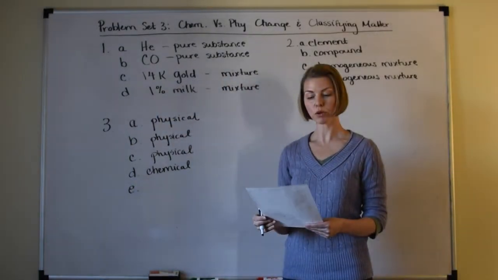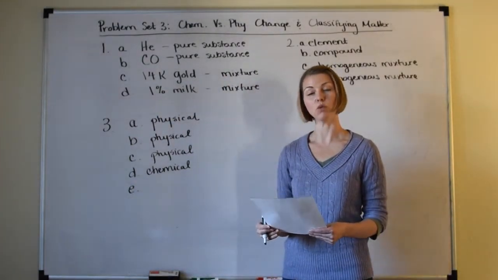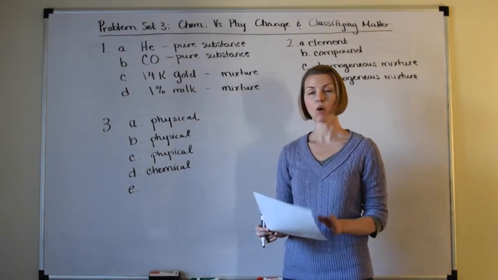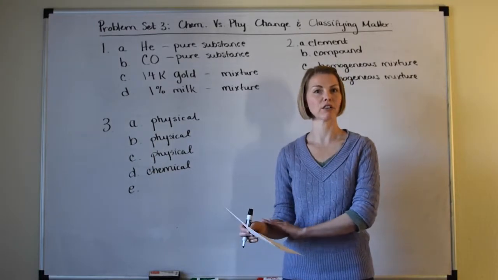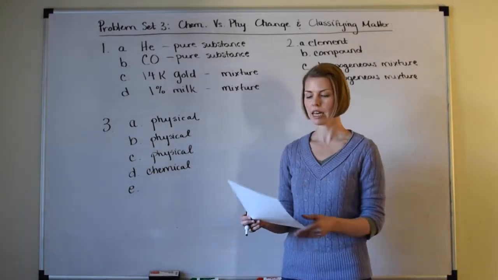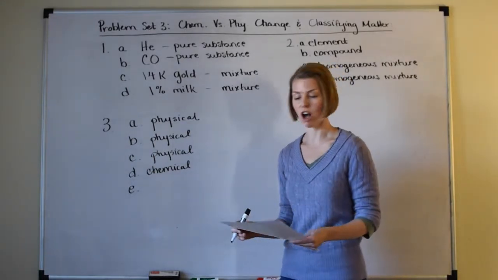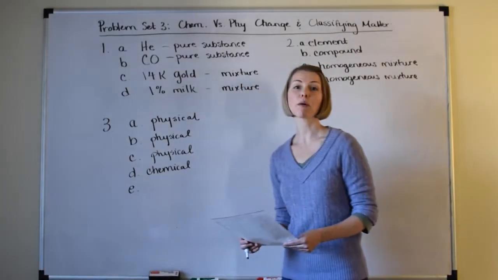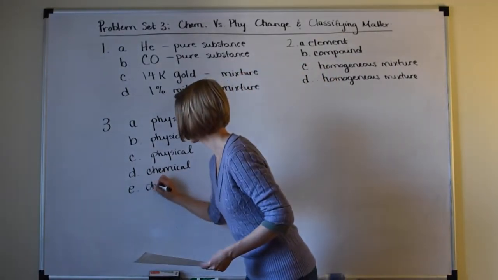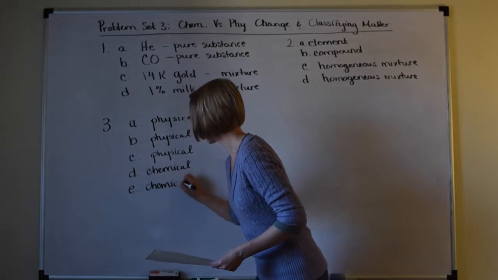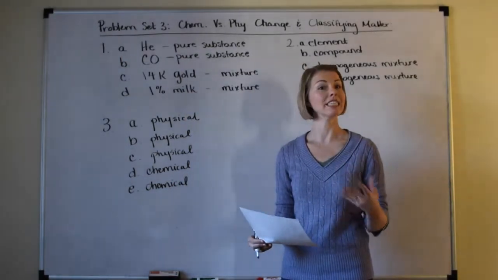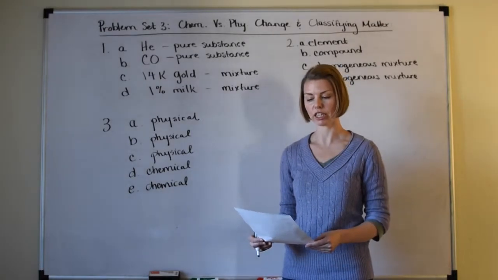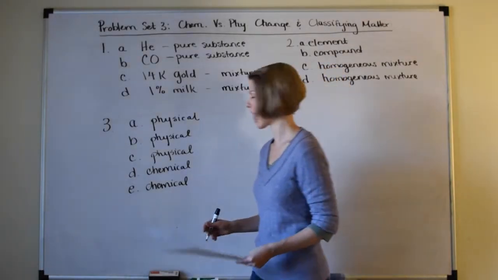E, hydrogen peroxide decomposes into water and oxygen when rubbed on the skin. Think about when you put hydrogen peroxide on a cut or a scrape, you see it kind of bubbling. It's decomposing into water and oxygen gas. So that would definitely be a chemical change because the identity of the substance is changing into new, different substances. It's changing into water and oxygen gas.